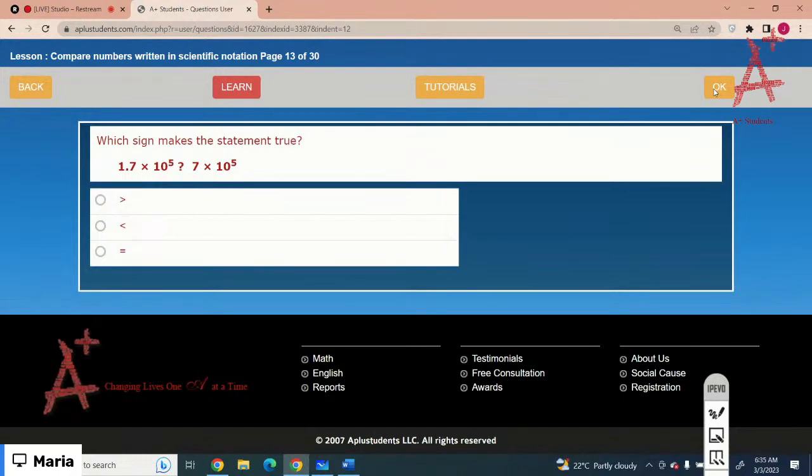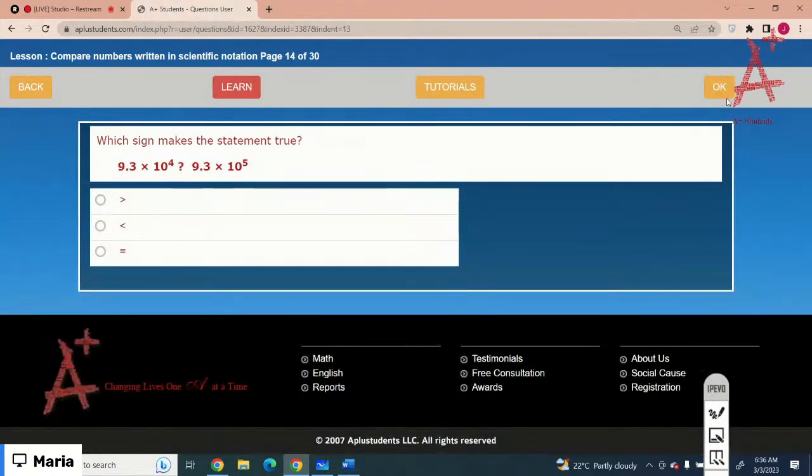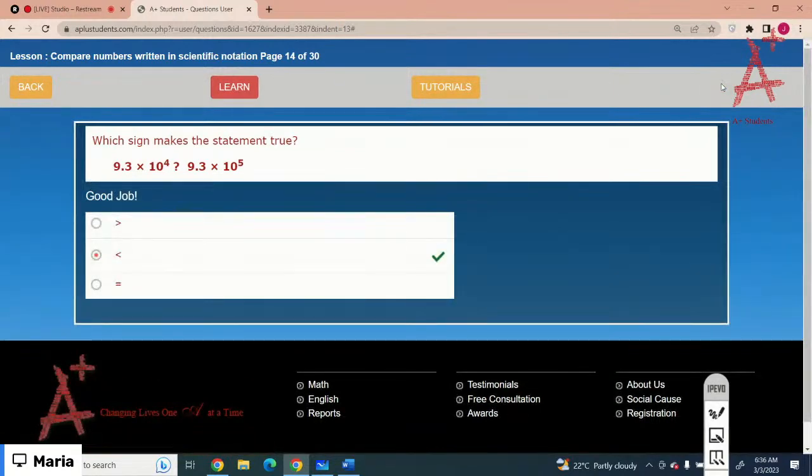1.7 times 10 exponent 5 and 7 times 10 exponent 5. Which is the correct one? 1.7 is less than 7, so option number 2 is the correct one. Okay, 9.3 times 10 exponent 4 and 9.3 times 10 exponent 5. So which is the correct one? 4 is less than 5. That means 9.3 times 10 exponent 4 is less than 9.3 times 10 exponent 5.